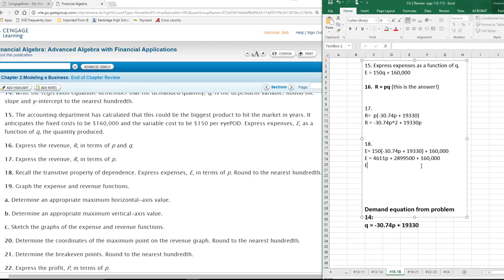And then we can simplify this. It should be a negative number here, my fault. So simplify this a little bit further. We add these two numbers together, we get 3,059,500. Put the commas in there so you can see it a little bit clearer.